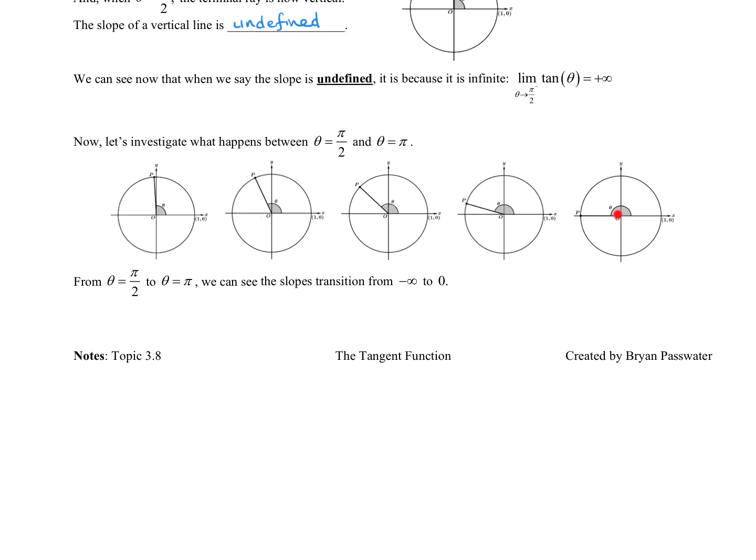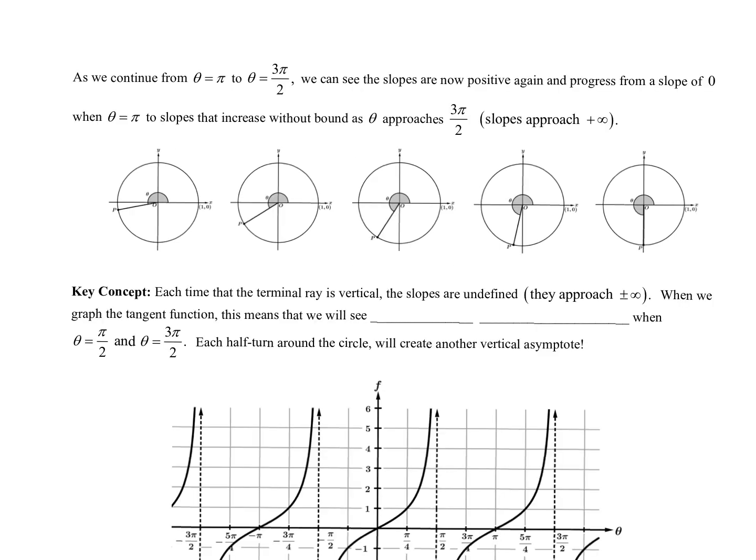And so then what's it going to be when we get to pi, though? It's going to be 0 over what? Negative 1. What's 0 over negative 1? 0. As we continue from theta equals pi to 3 pi over 2, we can see the slopes are now positive again, progressing from the slope of 0 when theta equals pi. The slopes increase as theta approaches 3 pi over 2.